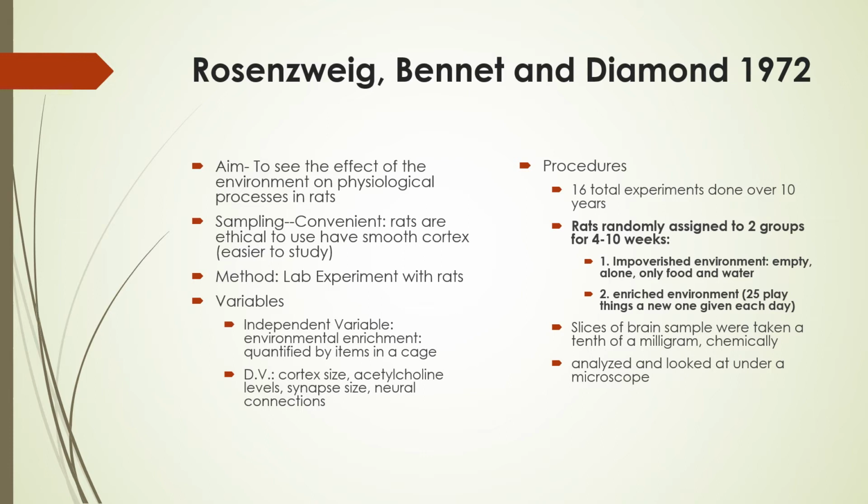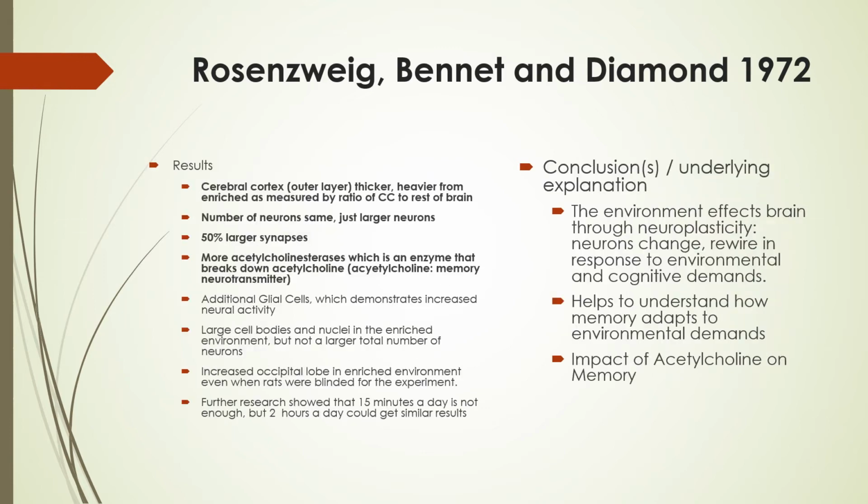One was an impoverished environment. It only had food and water. It had no toys, no sort of ways to enrich the brains of the rats. The second one was an enriched environment. They had 25 playthings and a new one given each day. So there was always newness. There was differences in their environment. And after the rats died, slices of a brain sample were taken, 1/10 of a milligram, chemically analyzed and looked at under a microscope.